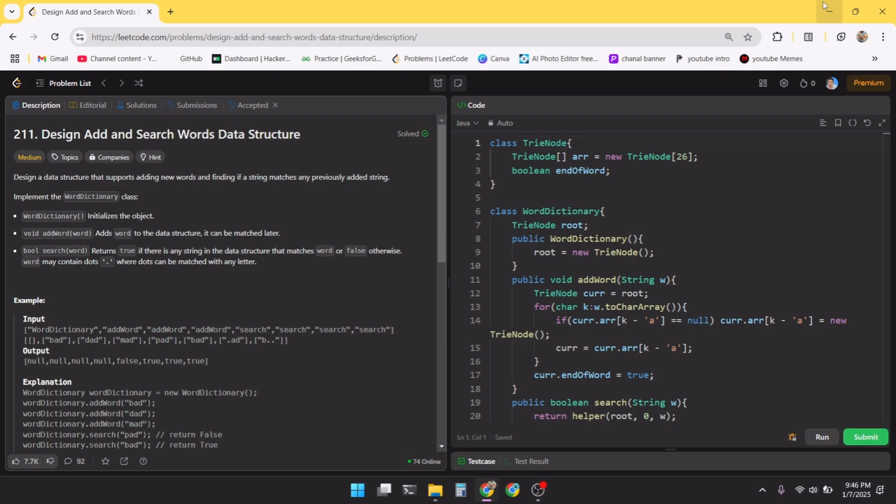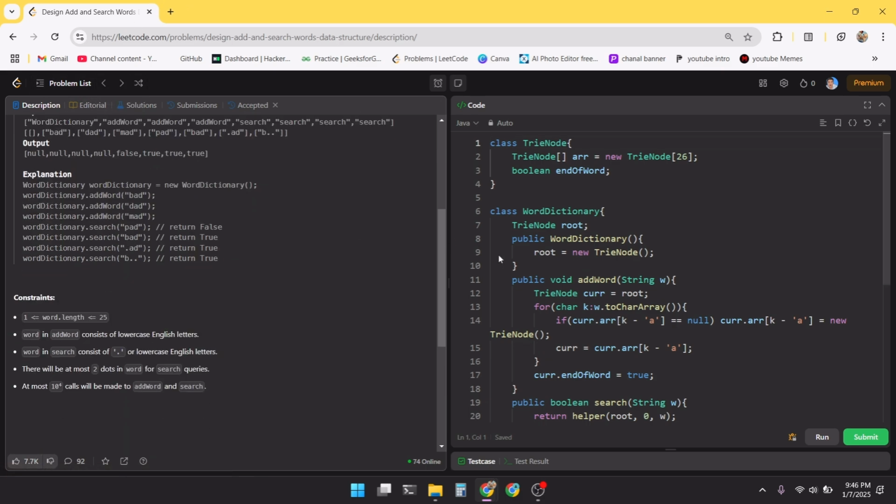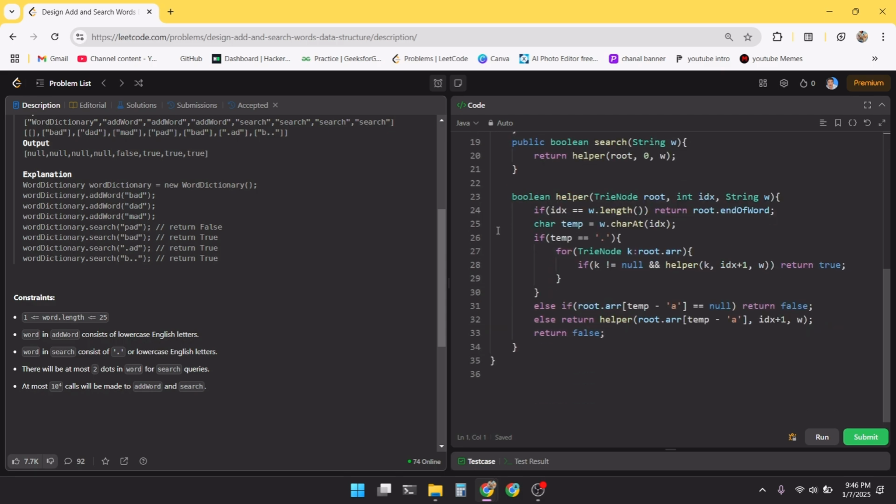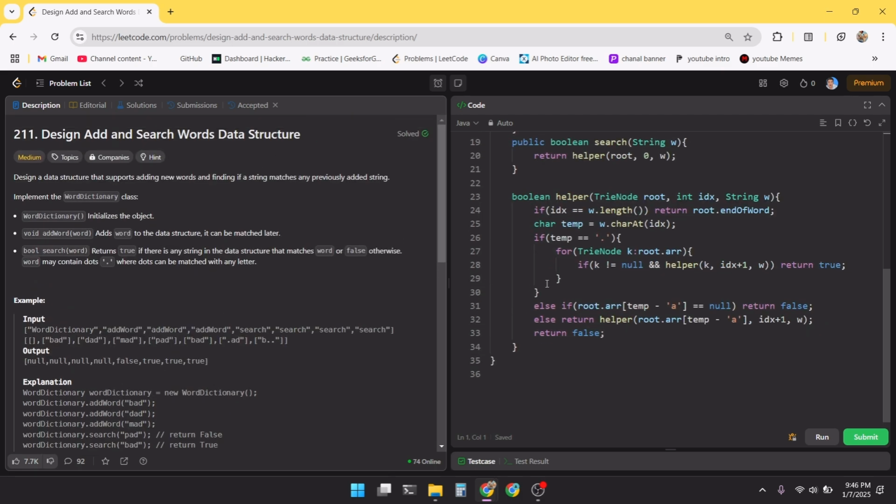Today I have solved this question from Trie. I guess it is the last question from Trie: Design Add and Search Words Data Structure. This is a very good question, an easy-medium level question.